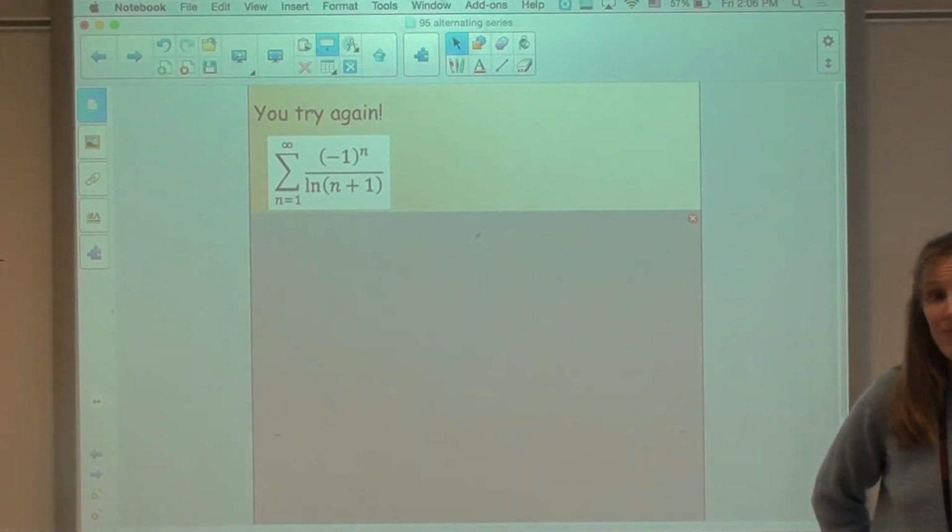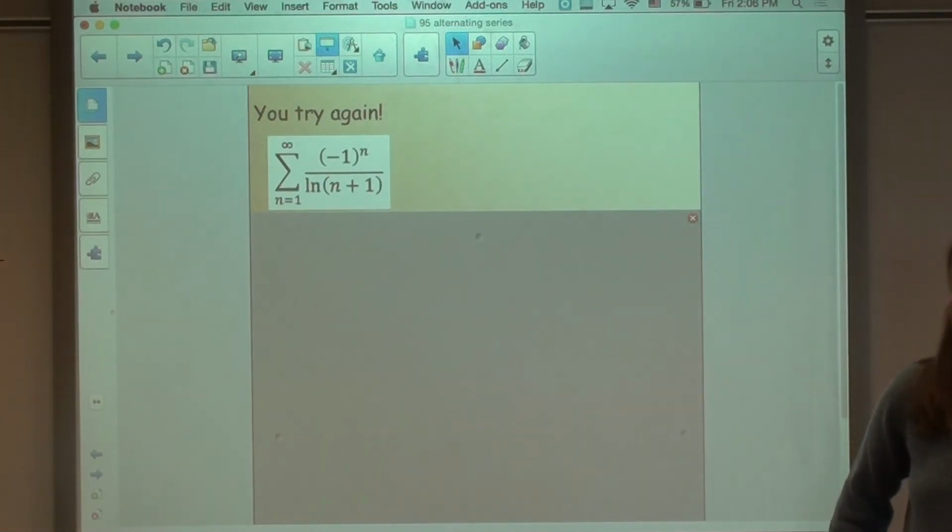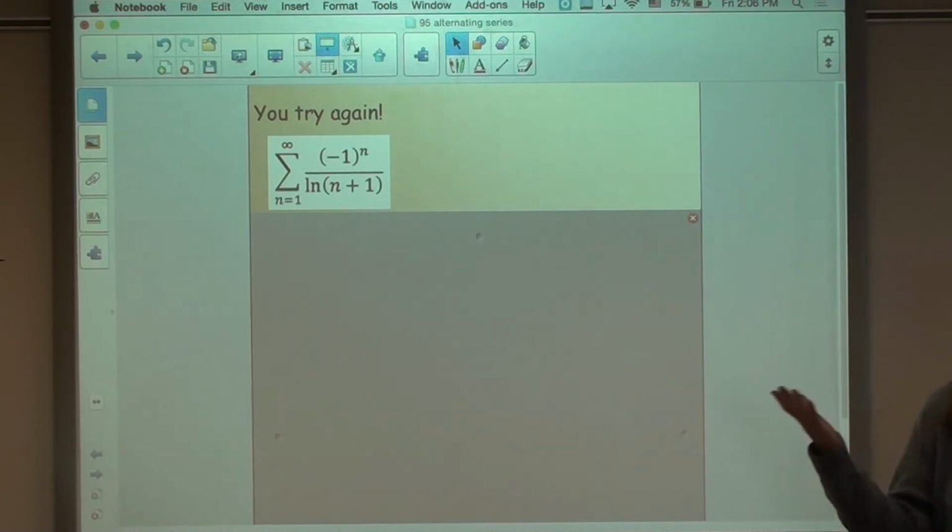Do you have to do the limit thing? If you try the limit comparison test, it might not work well. I don't know whether or not one over natural log of n works. That's the whole dilemma.